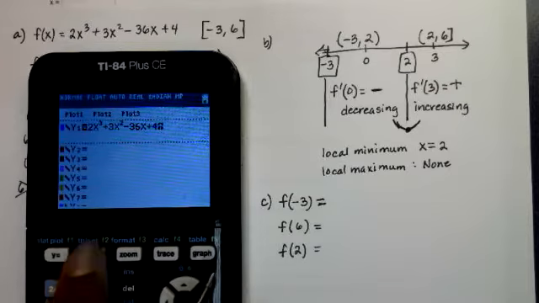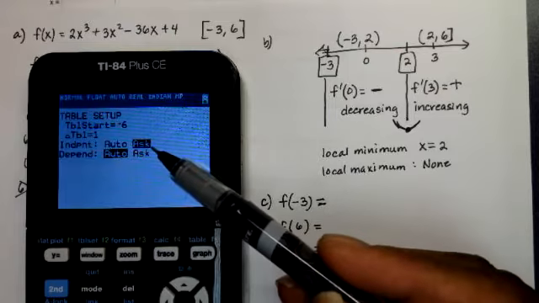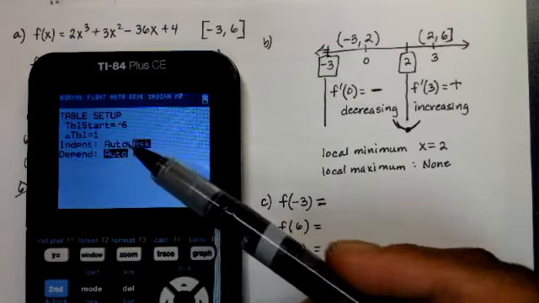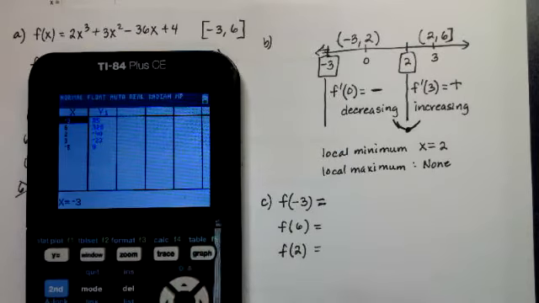And then you're going to go to second and table set. You want to make sure that for independent, you have ask highlighted. If it's not, you need to use your down arrow key, put the cursor on top of the word ask under independent, and then press enter. And then I'm going to go to my table and do second graph for the table. I'm not sure if I'm able to do this. I tried to do this myself, but it's not helping. Yeah, now it is.